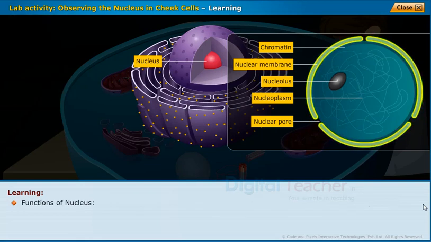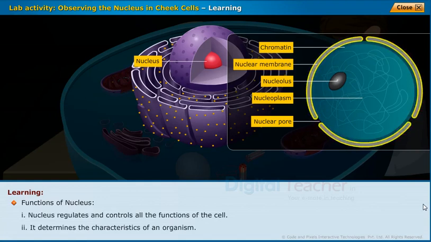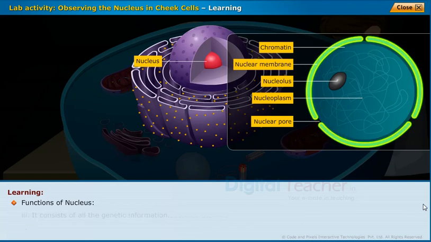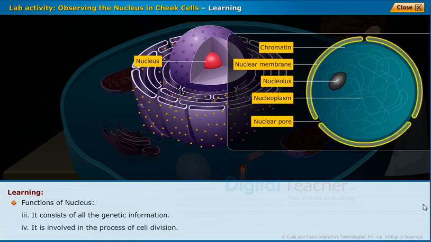Functions of nucleus. Nucleus regulates and controls all the functions of the cell. It determines the characteristics of an organism. It consists of all the genetic information. It is involved in the process of cell division.